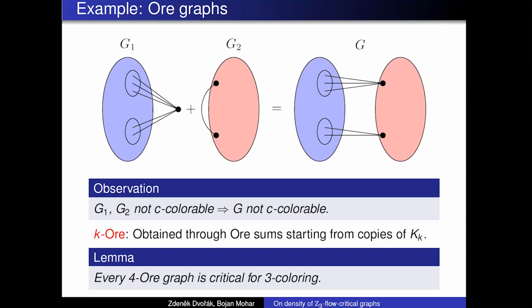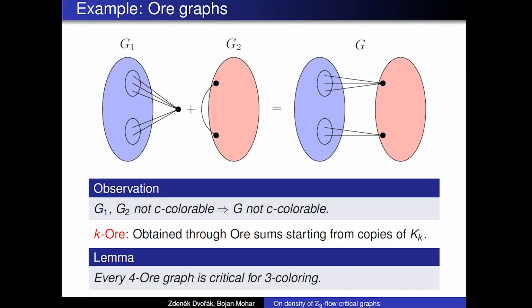It is very easy to see that if neither G1 nor G2 is colorable by some number, let's say c, of colors, then the OR sum also is not c colorable. If I have a proper coloring of G, then either the two black vertices receive different colors, in which case this gives a proper coloring of the red part of G2, or they receive the same color, which gives a proper coloring of G1, because now I can merge the two vertices back together.